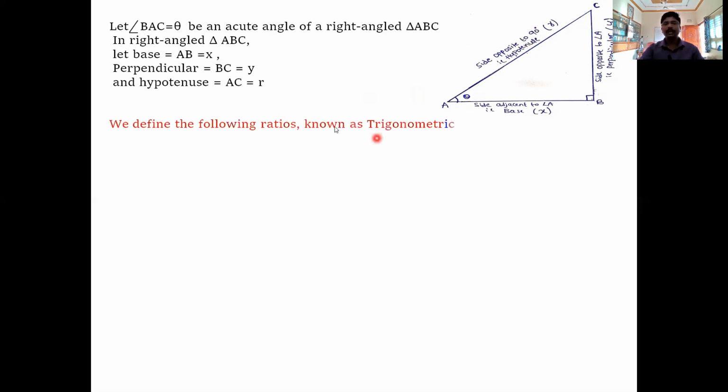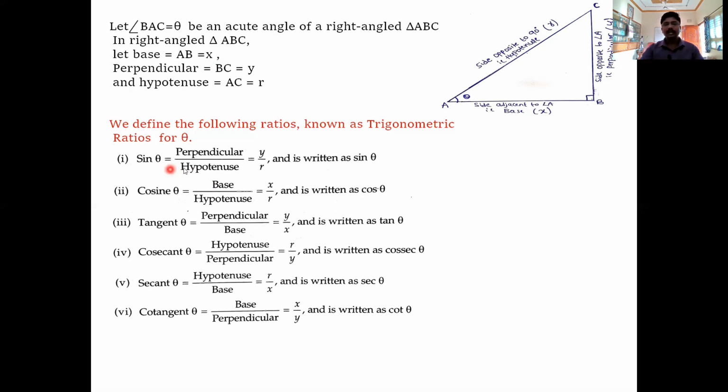We define the following ratios known as trigonometric ratios for angle theta. The first trigonometric ratio is sin theta, which equals perpendicular divided by hypotenuse, or opposite side divided by hypotenuse, that is y divided by r, written as sin theta. Next, cosine theta equals base divided by hypotenuse, that is adjacent side divided by hypotenuse, which is x divided by r, written as cos theta.